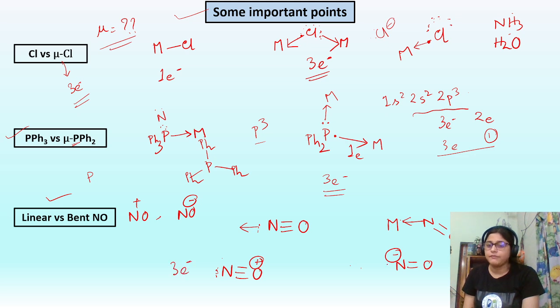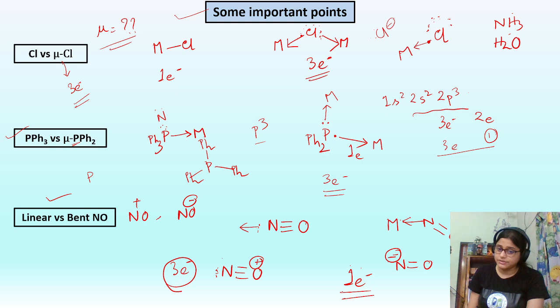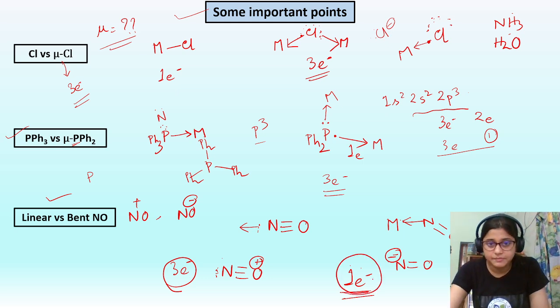Just remember that. For the case of NO minus, the donating atom has negative charge, so it will first donate through the negative charge. For the case of negative charge, like Cl minus, we know that 1 electron contribution is there. So you have to remember that for the linear or NO plus case, we have to consider the 3 electron contribution, and for the bent NO case, we have to consider 1 electron contribution. It will be very helpful. Please keep that in your mind.